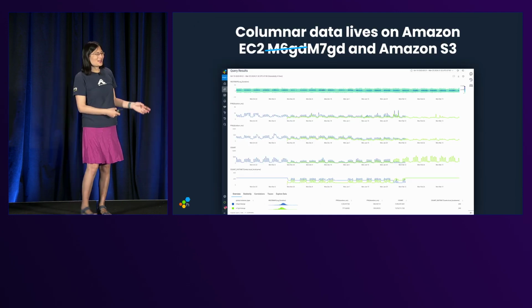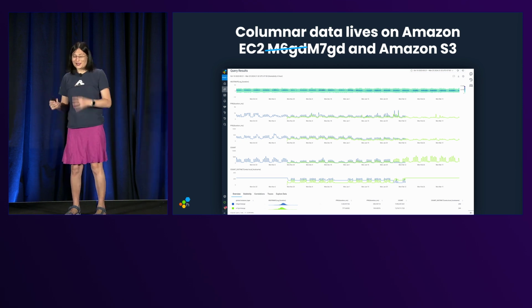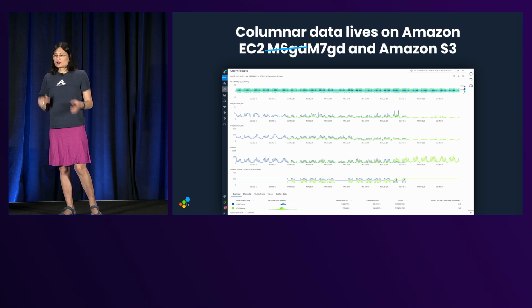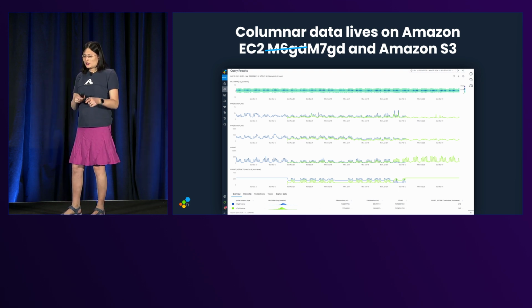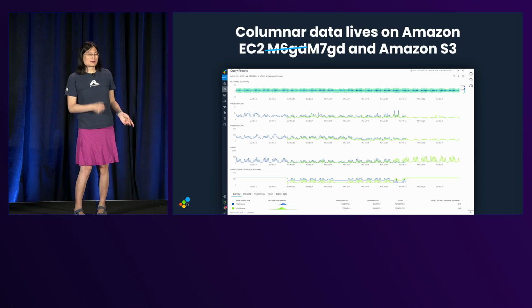And of course, when M7GD came out, we switched over. That was a matter of changing a single digit in the config, plus doing a lot of performance testing. And what we found was that the local queries that were executing against NVMe SSD started running about 20% faster when we switched from M6GD to M7GD.